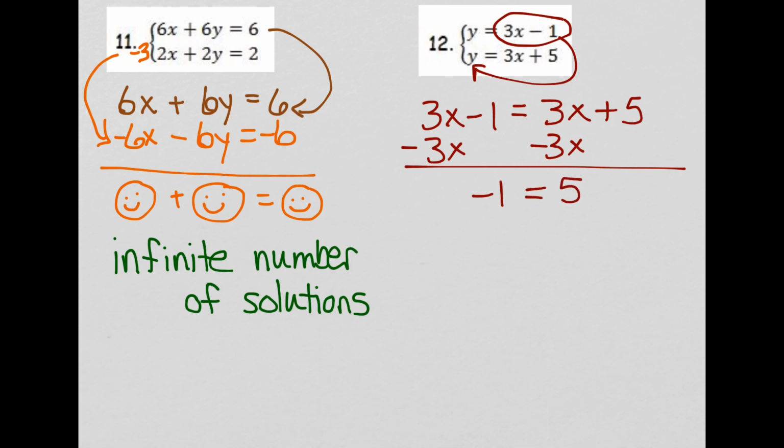Wait a minute. Negative 1 doesn't equal 5. Where did all my x's go? They added up to be nothing. 0.